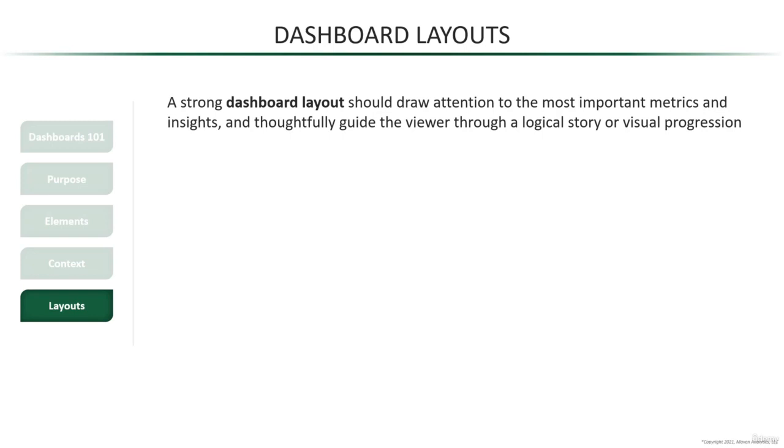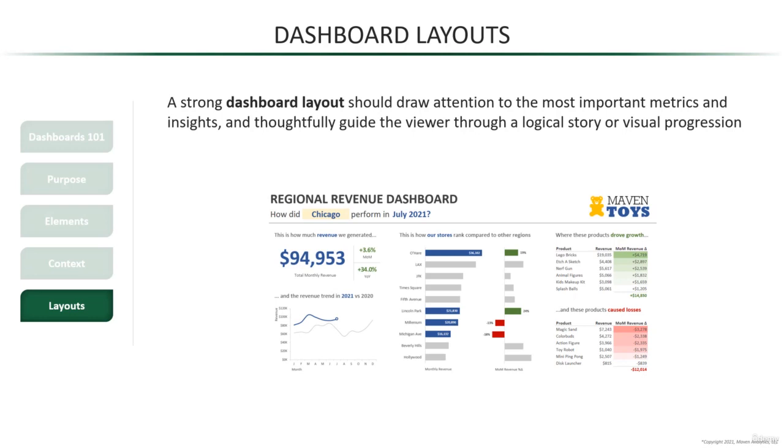So, how can you do this? Let's look at this dashboard as an example. Where do your eyes go first? The title, right? You immediately know that you're looking at a regional revenue dashboard and that you're looking at the performance for Chicago in July 2021. And this is no coincidence. It's actually because the dashboard is considering common reading patterns to guide the viewer.